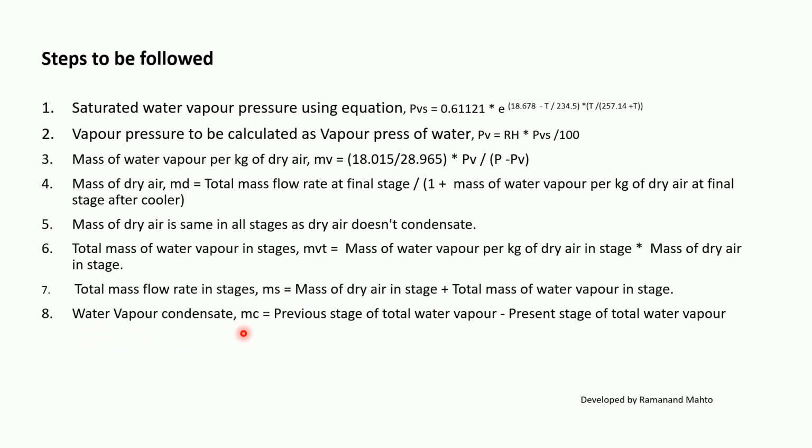Water vapor condensate is equal to previous stage total water vapor minus present stage total water vapor. No, sorry. It should be like this. Water vapor condensate is equal to previous stage of total mass of water vapor minus present stage of total mass of water vapor. Water vapor, it is a mass.